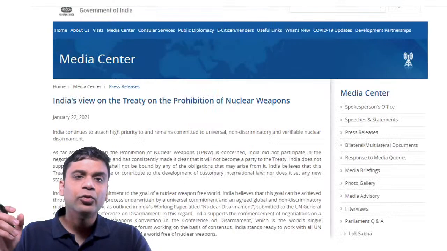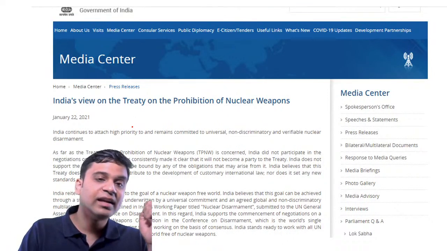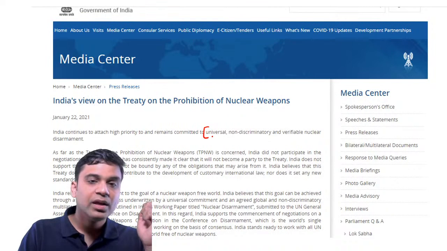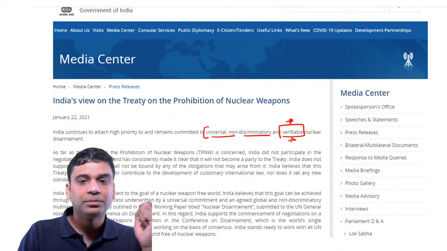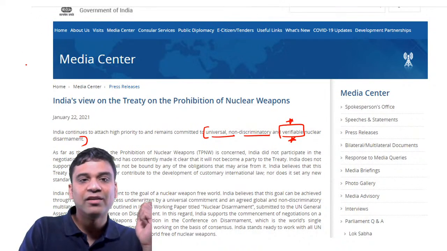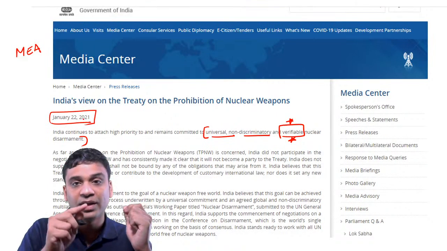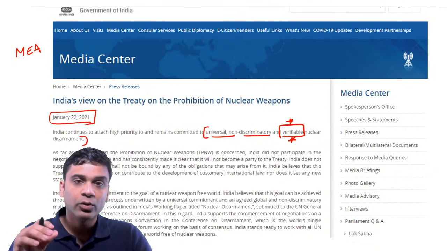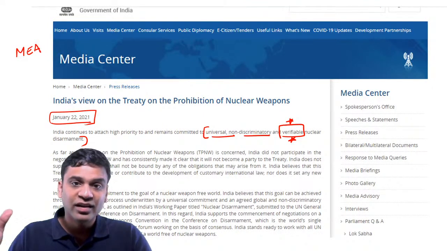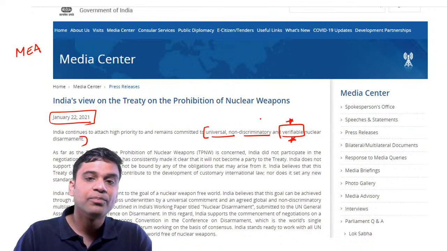That is partly true. But more importantly, India's view, if you see, India is against this because India attaches high priority to a universal, non-discriminatory, and verifiable nuclear disarmament. This is extremely important. Okay, this is from the official MEA website, on Jan 22nd itself, when the treaty came into force. The MEA website was updated. So you can actually quote in your answer. The answer which you'll be writing, you can quote according to the MEA press release. They have said that India believes in a universal, non-discriminatory, and verifiable nuclear disarmament.